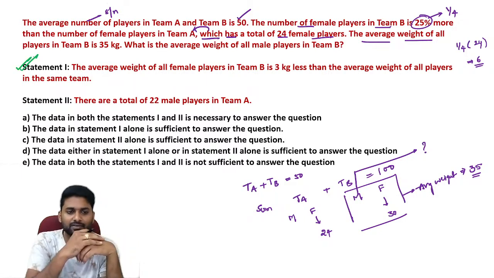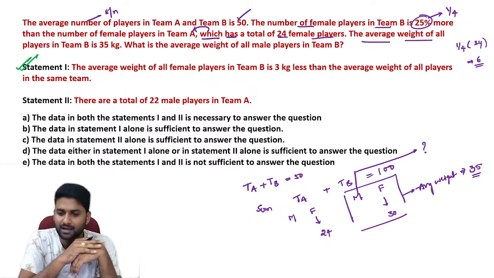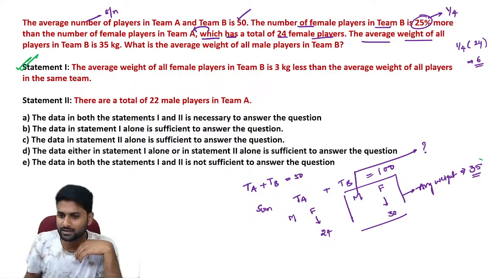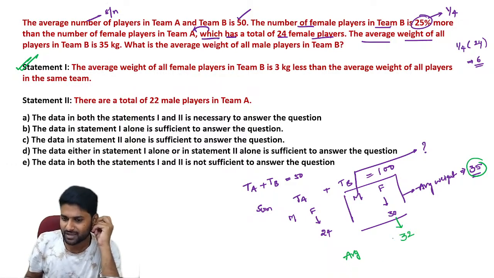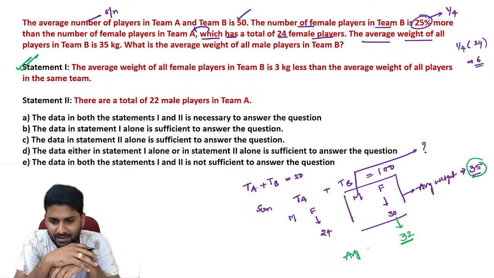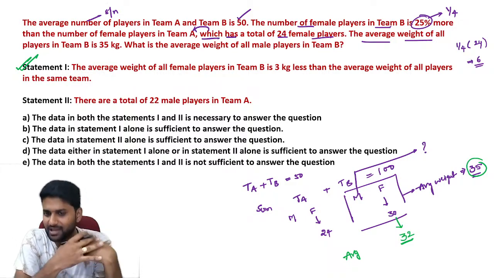Let's take statement number one. The average weight of all the female players in team B is 3 kg less than the average weight of all the players in team B. Guys, you know that the average weight of all the players in team B is 35. So the female average is clearly mentioned as 3 less. So we can conclude that this is 32. If it is 32, definitely what about the other average? Can we conclude that? We are not sure, guys.